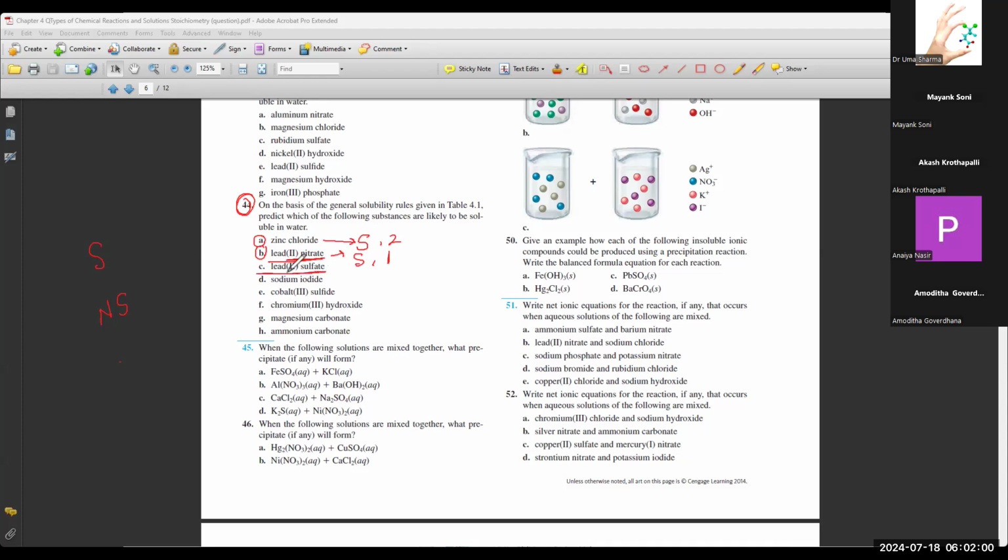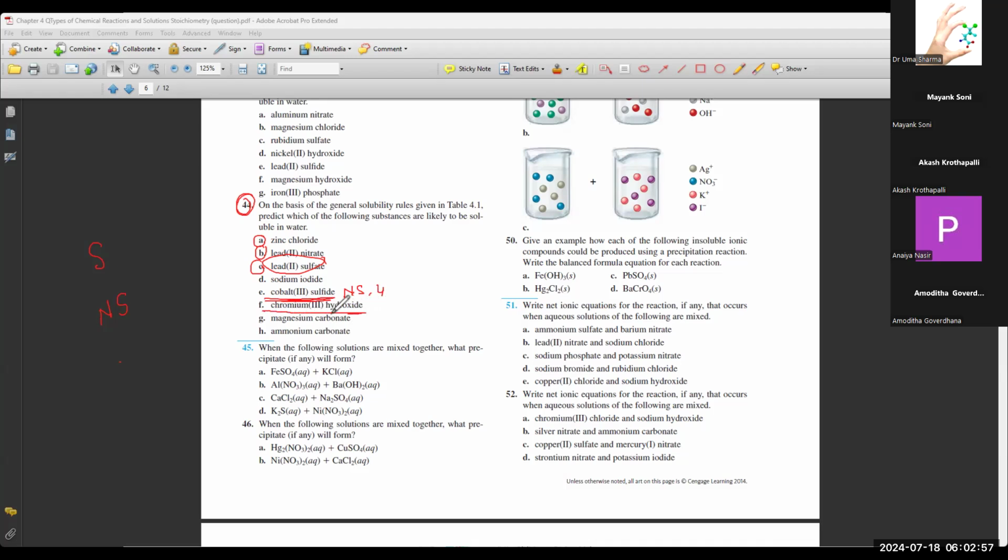Lead sulfate. Soluble, not soluble? All sulfates are soluble except 6 ions. Yes, it is soluble. We are talking about rule number 3. Sodium iodide. Soluble, not soluble? Okay. Mayank, you are wrong for the C part. D part, soluble and rule number 1. You can say 2 also, but focus on 1 because sodium is there. Right? Mayank, you are wrong for this one. Correct yourself. Okay, cobalt(III) sulfide. Soluble, not soluble? Yes, not soluble. Rule number 4.